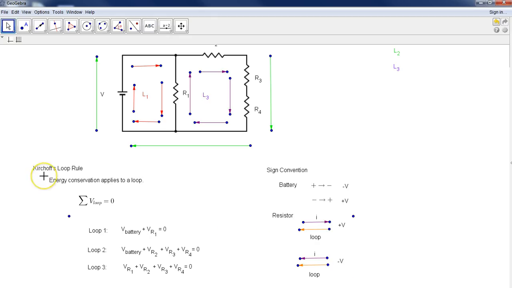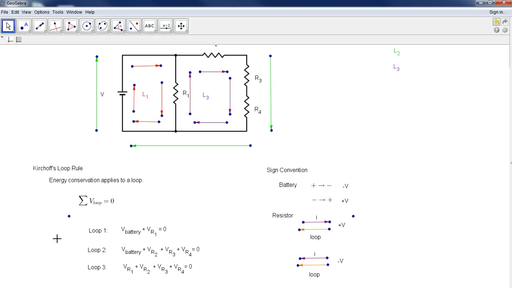That takes care of the loop rule. Loop rule is conservation of energy. Right? Voltage times charge gives you energy. So if we took a charge element around the loop, we should say that we, in terms of energy, are back where we started again.